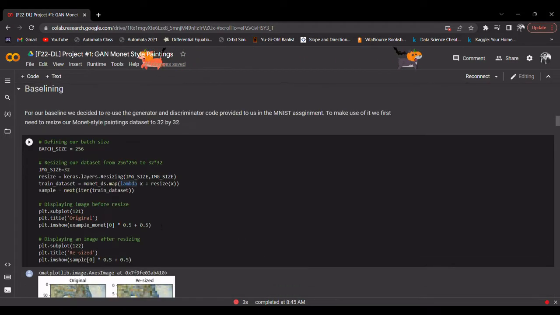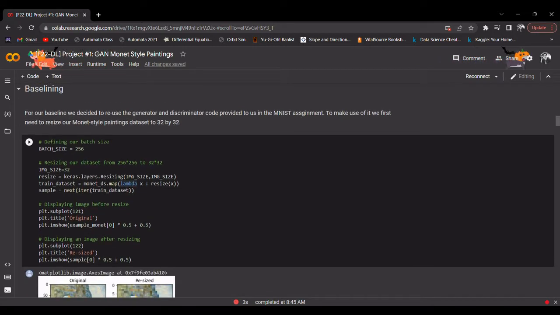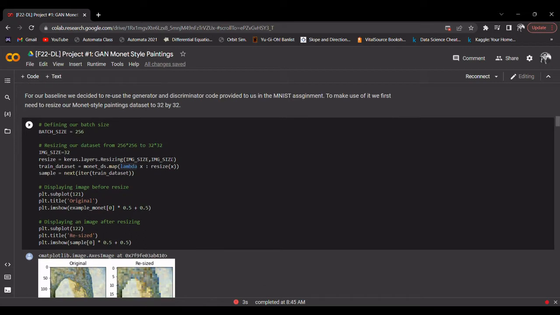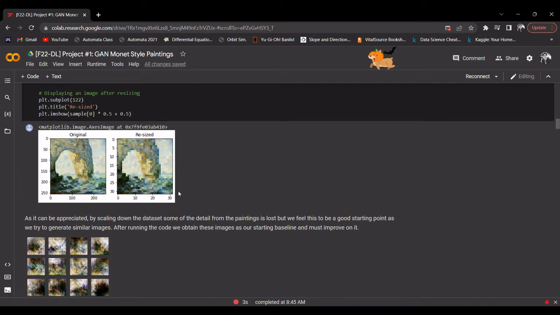And moving on. Instantly, we knew that these images were really large and they would take forever to train. So we decided to scale these pictures down to 32 by 32 to make a feasible training time. So here's our original, and here's our resize. So we do lose some detail, but at the cost of training faster. So it should be okay.